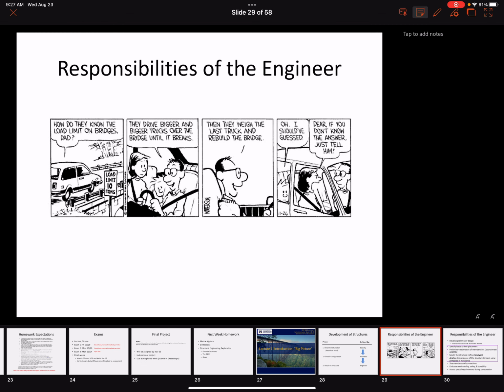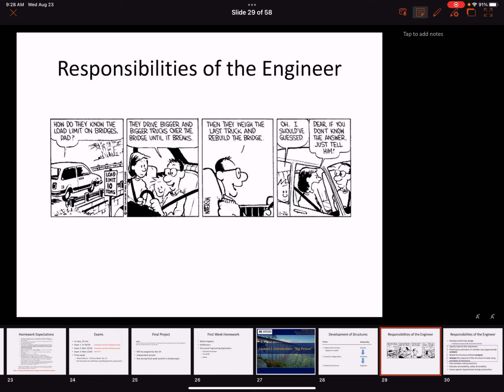Now, I don't think this was included in the slides that I published to D2L for you, but I did throw this into the syllabus because I think it's just the perfect script for this class. So if you can't read it, Calvin asked his dad how they determine the load on bridges, and his dad says they drive bigger and bigger trucks over the bridge till it breaks, and then they weigh the last truck and rebuild the bridge. And then his wife gets mad at him because that's nonsense. So yeah, it is nonsense. That is not how we design things or determine the loads on things, of course.